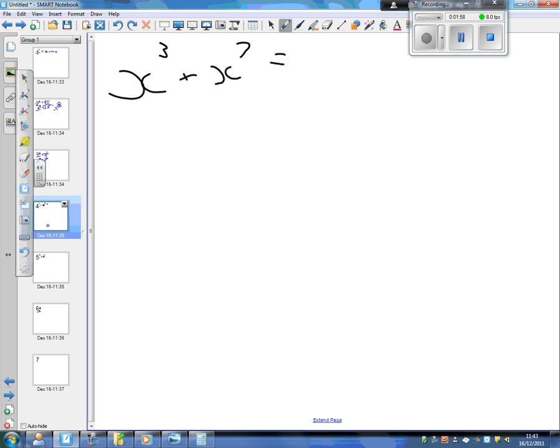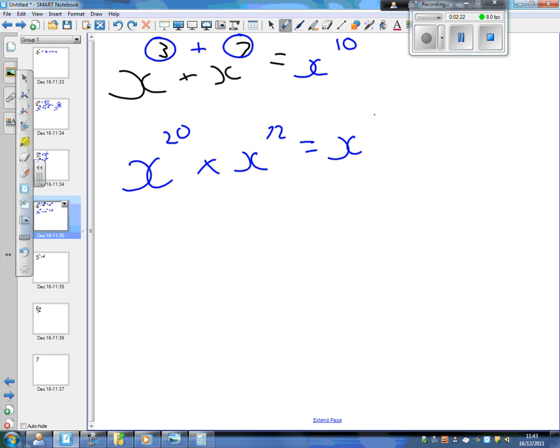So now if we move on to something slightly different, timesing. So if I do x cubed times x to the power of 7, what you've got to do is add the indices. So the answer to this would be x to the power of 10. So all you've got to do is add the indices. Again, if I come up with another example, x to the power of 20 times x to the power of 72, this would equal x to the power of 92. You just need to add the indices whenever you're timesing.